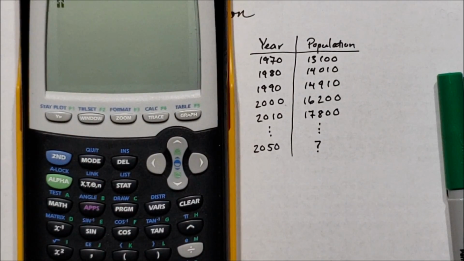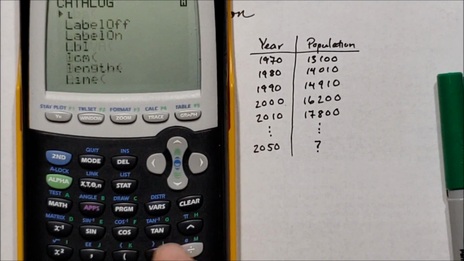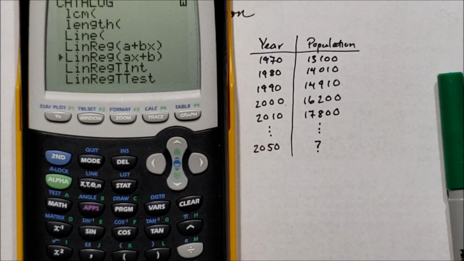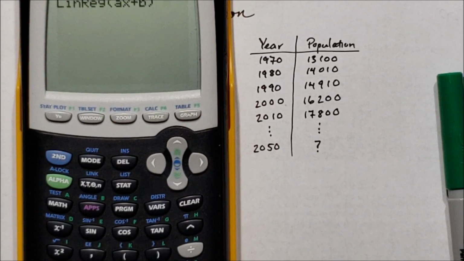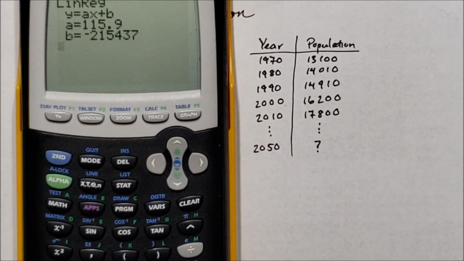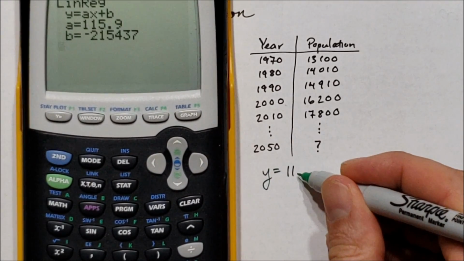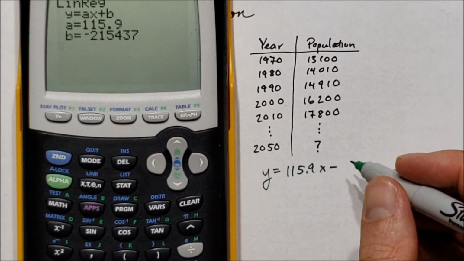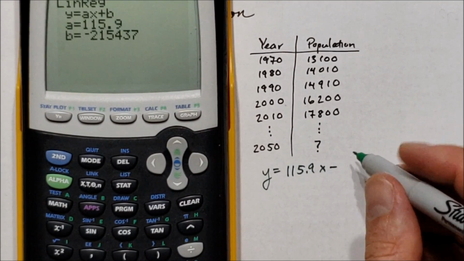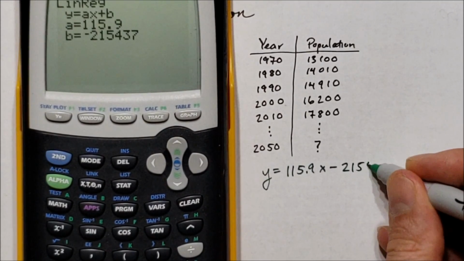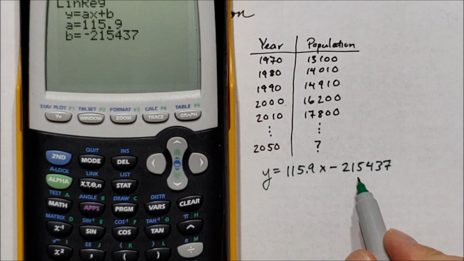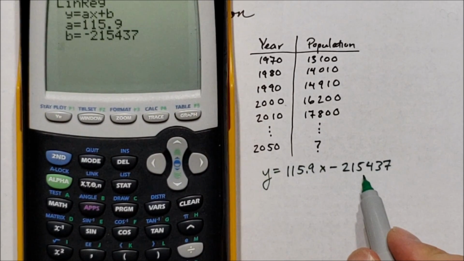We'll do our catalog, and then we're going to choose L, and scroll down until we get linear regression ax+b. We're going to select that by hitting the enter button. Hit enter again, and it gives us our y equals 115.9x minus, well, this seems like a very large negative population, 215,437, which suggests that at year 0, 2 millennia ago, the population of this particular city was negative 215,000 people.